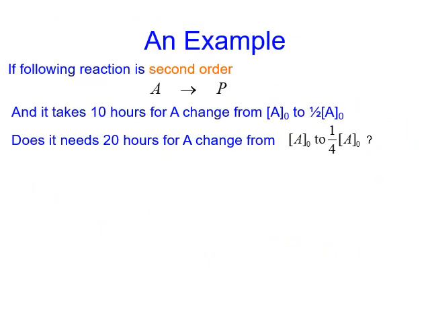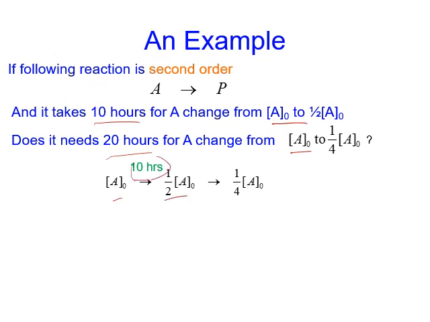This is an example we already talked about for a first order reaction, but now let's look at the second order reaction. If we know the reaction takes 10 hours to consume half of the initial concentration, does it take 20 hours to go from initial to 1/4? For the first order reaction, this is 20 hours. But what about the second order reaction? Here, from A naught to half of it is 10 hours. That's a half-life. But from half A naught to 1/4, that's another half-life.